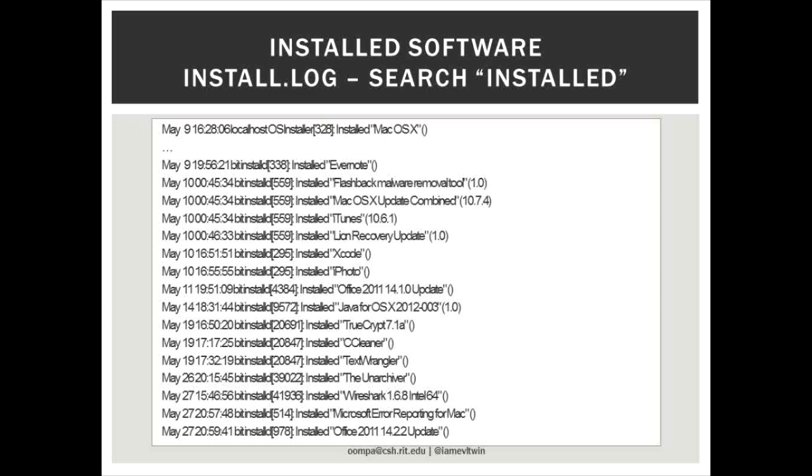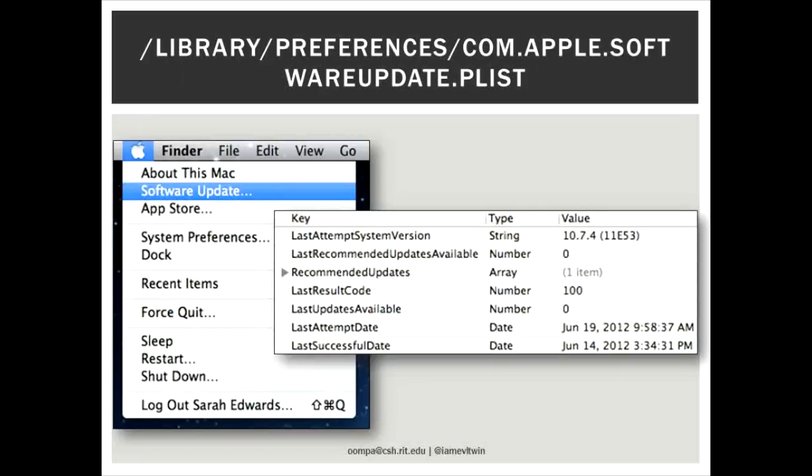So in the screenshot, you can see when I installed Evernote, when Xcode was installed, and when I updated the machine to 10.7.4. So we can see when the software update last happened or last tried to happen. The last attempted date key shown here shows when the software update program tried to update the system. And we can see the last successful update there, which is June 14th. We see also the system version that has been updated as well.